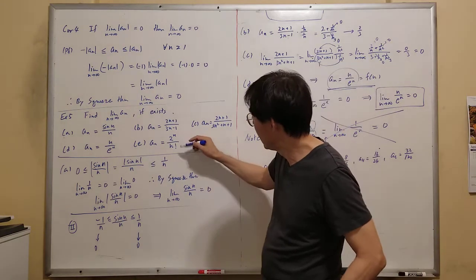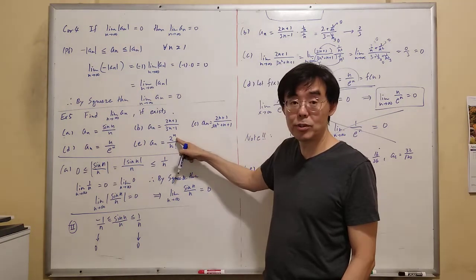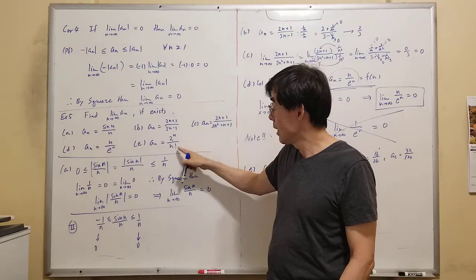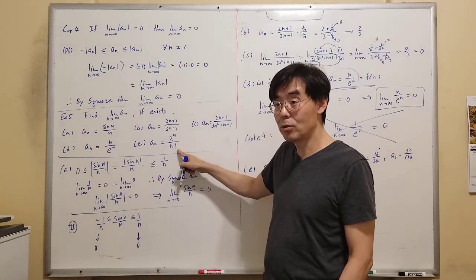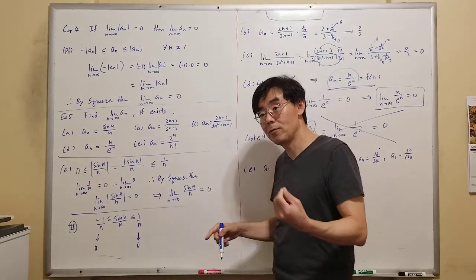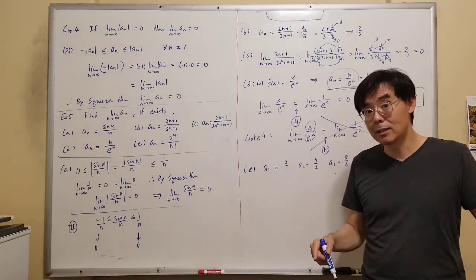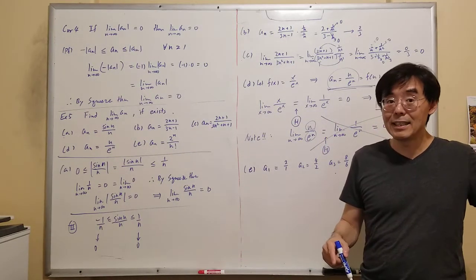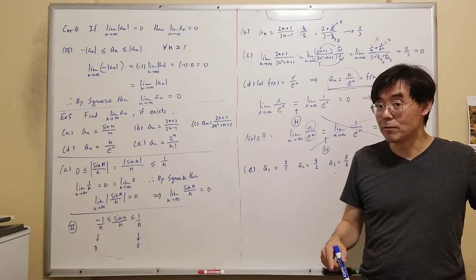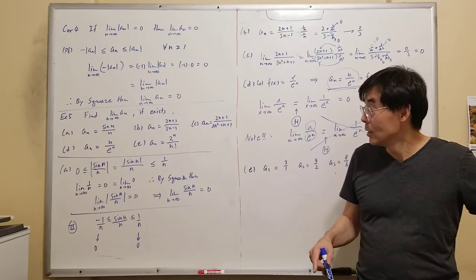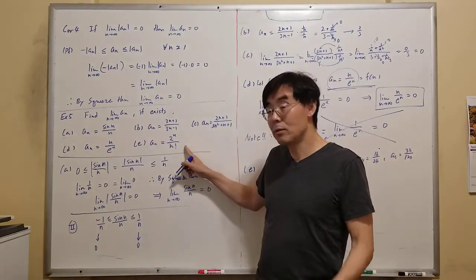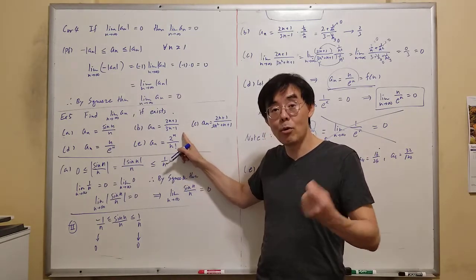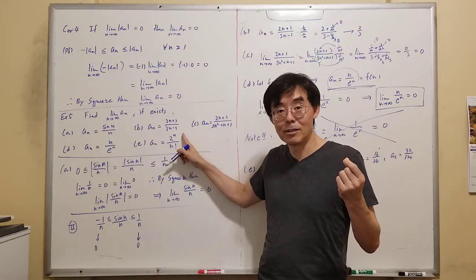Here, the exponential function 2 to the n grows fast. And factorial also grows fast. 1 factorial is 1, 2 factorial is 2, 3 factorial is 6, 24, 120, 720. It grows very fast too. So the limit value of this one will be determined by which one grows to infinity faster.